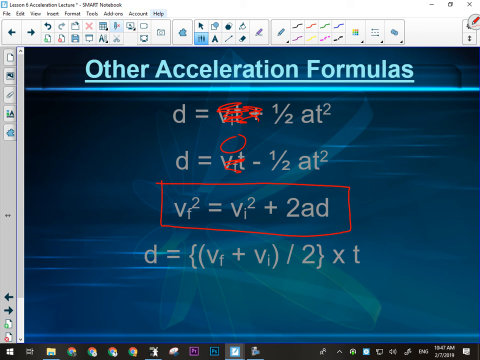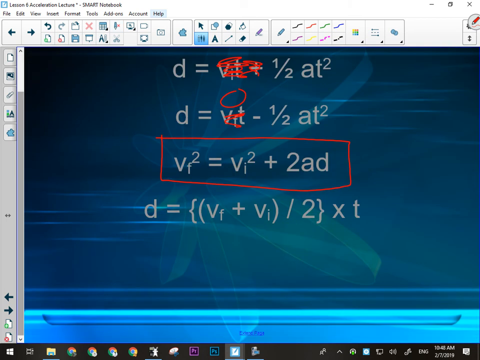And then lastly is this one. It looks really complex, and it can only be used, and we only have these kinds of questions, but it can only be used if acceleration is uniform. Because if I take my final velocity, add my initial velocity, and divide by 2, what am I calculating?